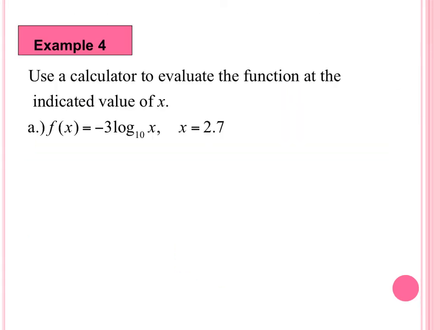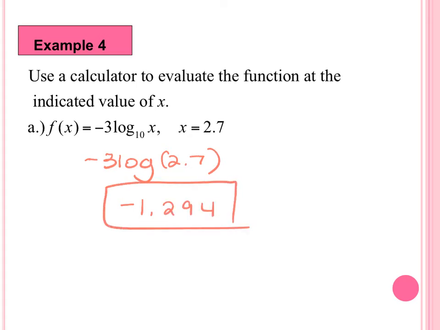All right, so use a calculator to evaluate the function at the indicated value of x. So -3 log base 10 is the same thing as log of 2.7. So I literally type that right into a graphing calculator: -3 log 2.7, and you get -1.294. If it doesn't tell you to round, usually it's 3 decimal places. On this one or your phone, you're going to have to do 2.7, then hit log, then multiply it times the -3, and you get the same answer.